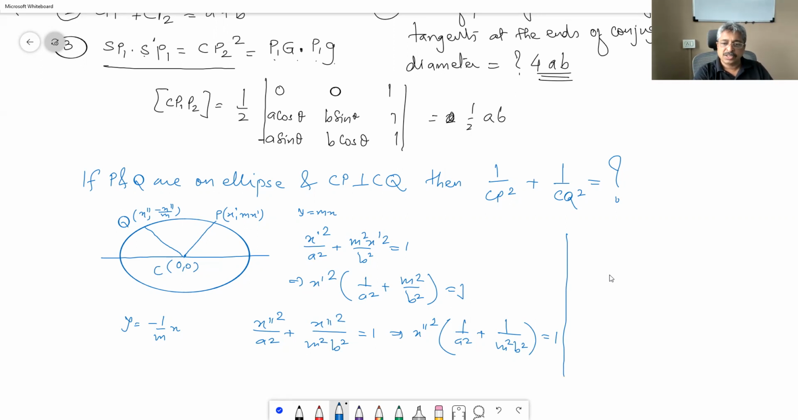And therefore what is CP? CP square is m square x dash square plus x dash square, correct? That is CP square. Then 1 upon CQ square involves x double dash square plus x double dash square upon m square. Yes, I will try for some time and then give it up if it is going beyond my control.